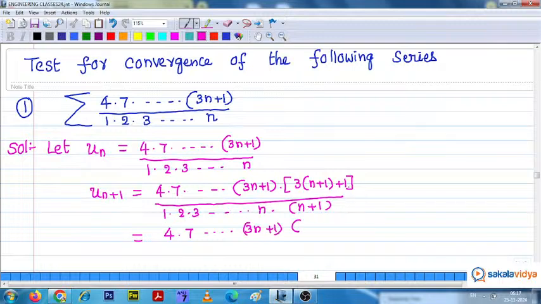Open the bracket, that means apply the distributive property. So 3 times n plus 1, that is 3n plus 3, plus 1, that is 3n plus 4. Am I right? So divided by 1 into 2 into 3 and so on n into n plus 1. Right? Now un plus 1 has been evaluated. So now we need to apply the D'Alembert's ratio test.